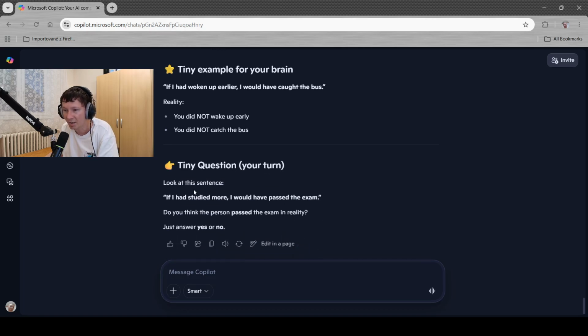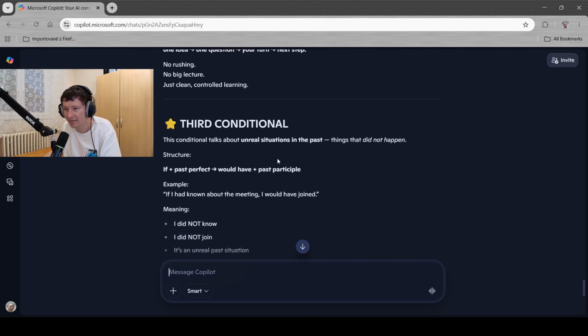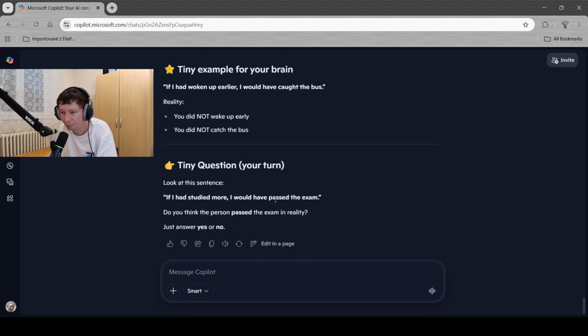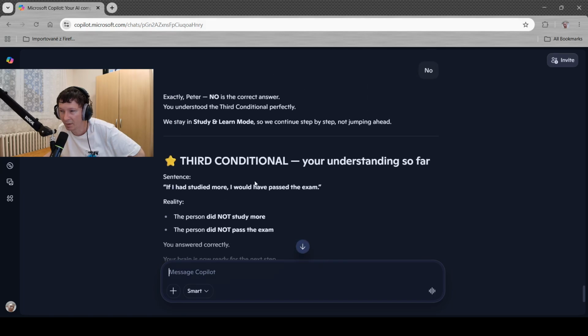Tiny question, your turn. Look at this sentence. If I had studied more, I would have passed the exam. Do you think the person passed the exam in reality? Of course not. This is easy. And let's revise the third conditional, it's if plus past perfect plus would have plus past participle. If I had known about the meeting, I would have joined. Okay, it is no. Then we can continue.